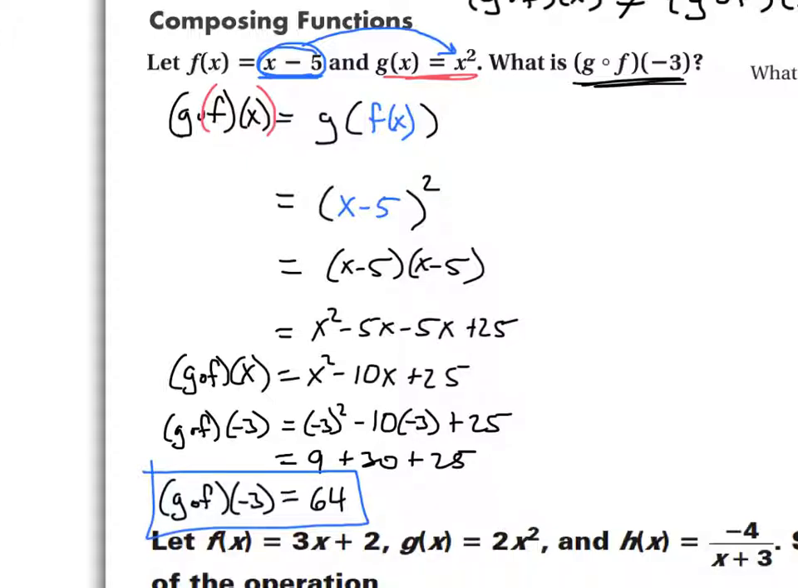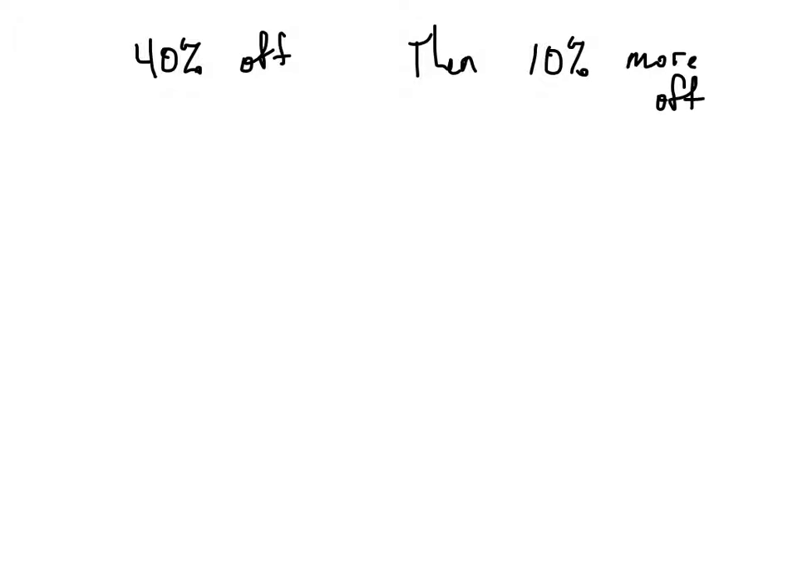So let's take a look at that shopping problem I was just talking about. If they tell us that we get 40% off, then 10% more off, okay? What we're going to do is we first need to calculate 40% off. That's going to be our f of x. To calculate 40% off, we take the price of the item minus 40% of the item, right? So if I simplify that, I'm actually paying 60% of the cost of the item.